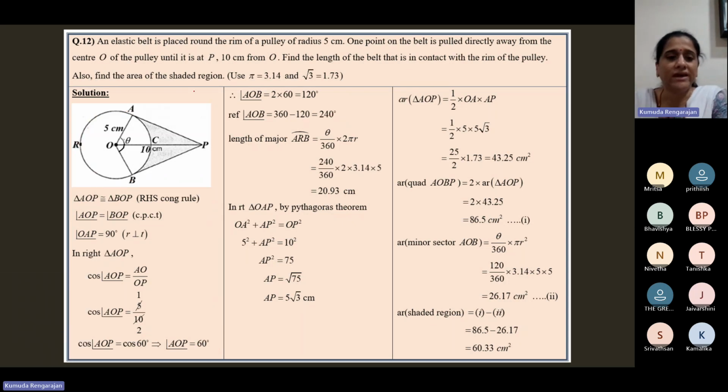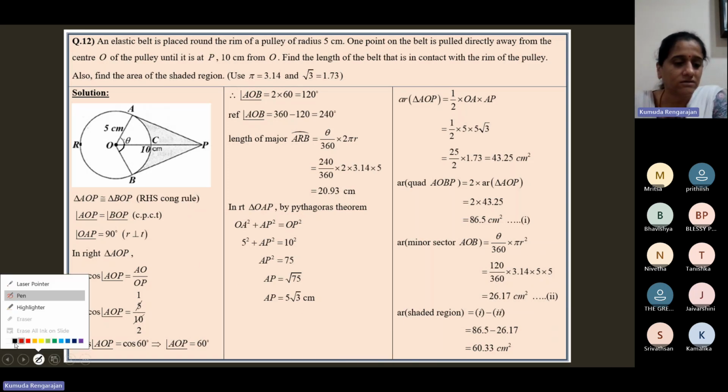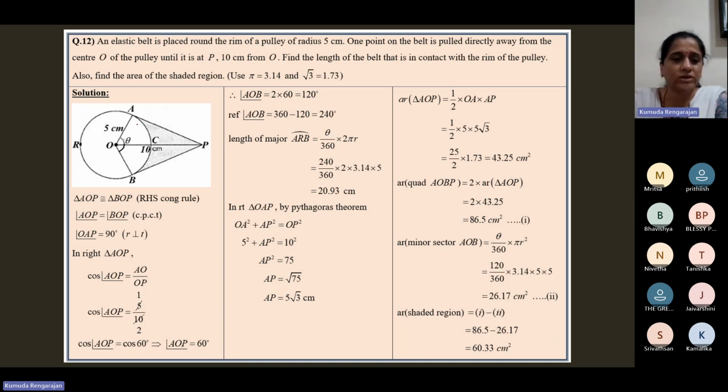Now we need to find the area of the shaded region. You can do it in two ways. See, you can use the area of this triangle. This one is a right triangle, correct? Because this is 90 degrees. The radius and tangent are perpendicular to each other.